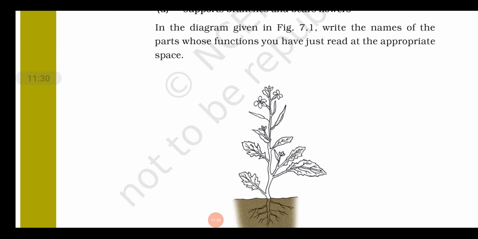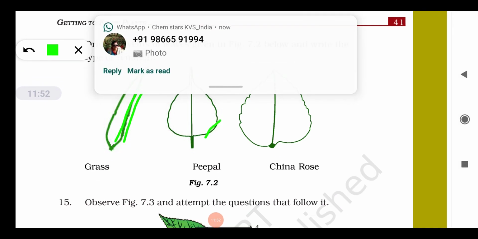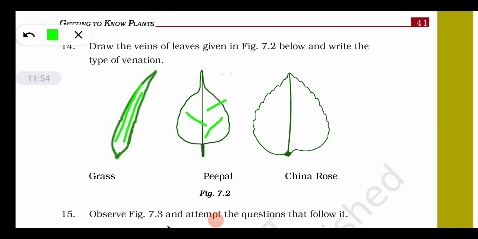So question was not that difficult. Now we have to draw the veins of the leaves given below and write the type of venation. In grass the veins run parallel, so it will show parallel venation. Next is peepal. So in peepal the branches go like this. Okay, so it is reticulate venation.